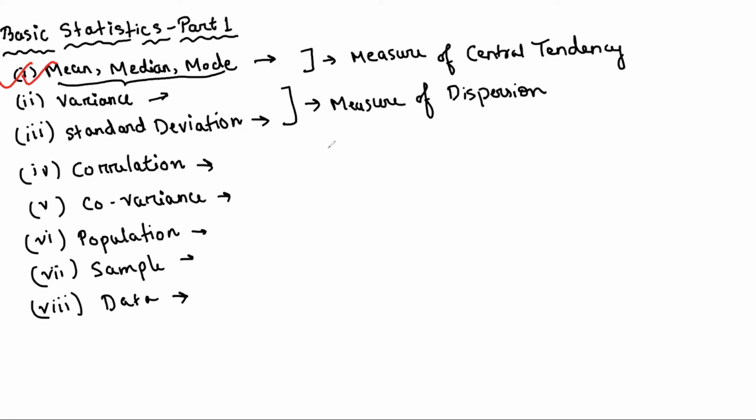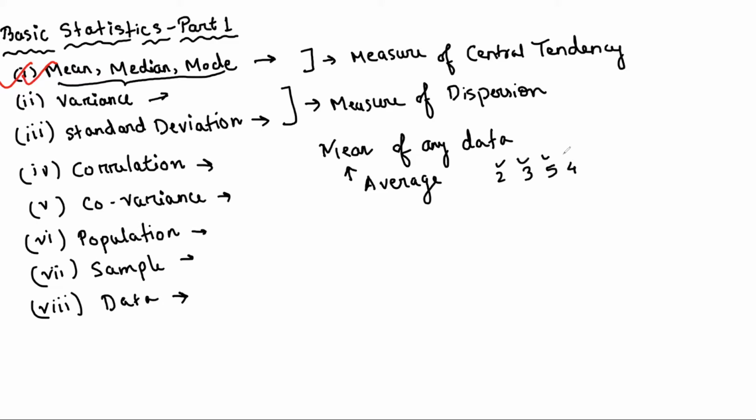To start with, what is the mean of any data set? What exactly is a mean? Mean is also known as average. Let's say we have numbers like 2, 3, 5, and 4. So these are the four numbers we have.